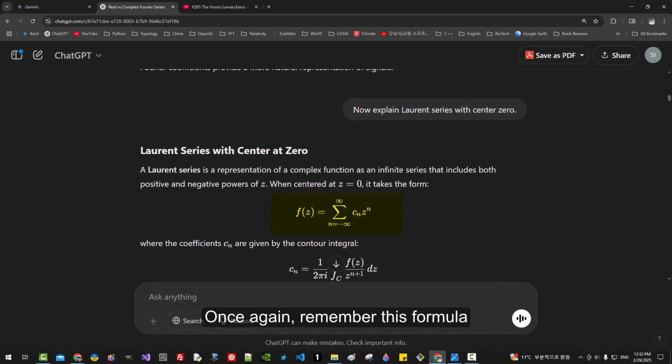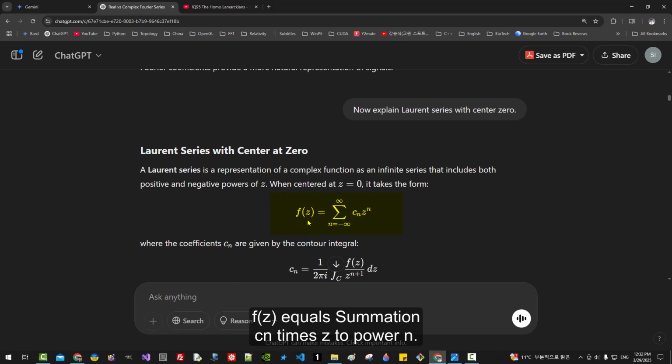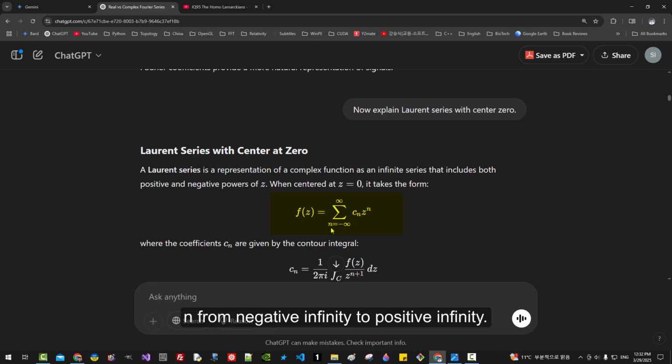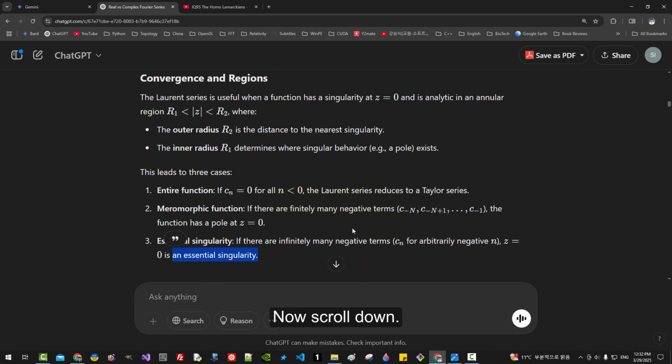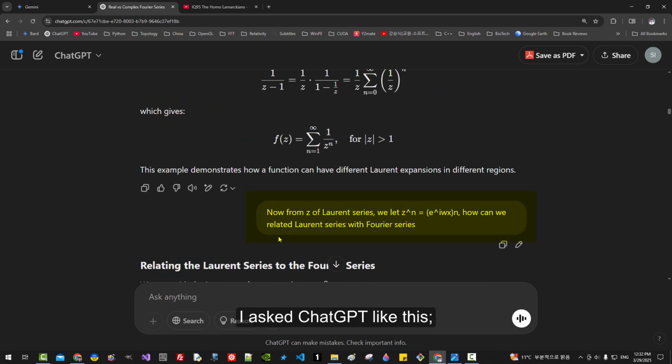Once again, remember this formula: f of z equals the summation of Cn times z to the power n from negative infinity to positive infinity. Now scroll down. I asked ChatGPT like this: from the Laurent series, we let z to the nth power equal e to the i omega x n. How can we relate the Laurent series with the Fourier series?